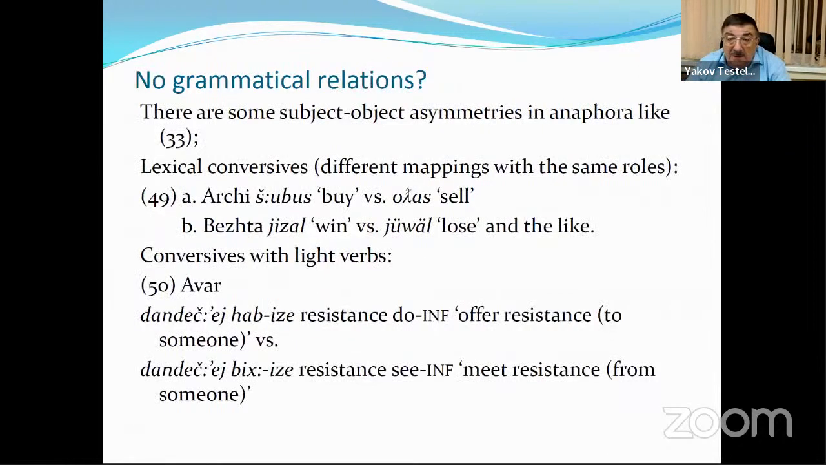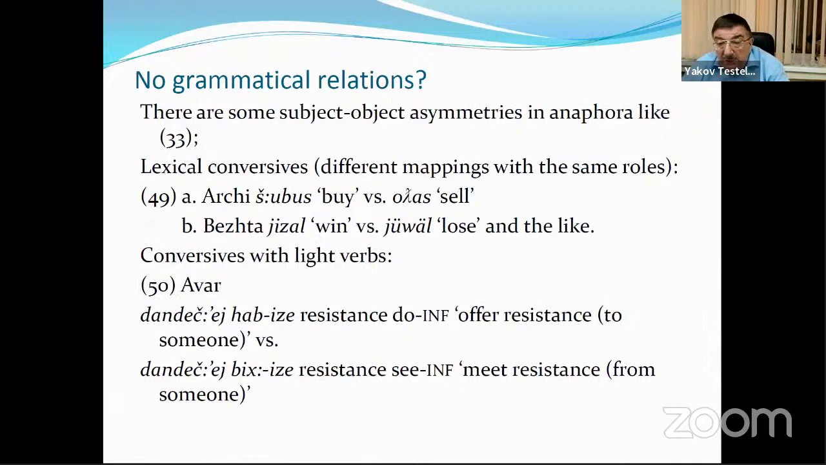This view is problematic because, first, Kibrick mentioned them himself, there are some subject-object asymmetries in anaphora like 33, and not only in anaphora. Moreover, there are lexical conversives, different mappings with the same roles, which can hardly be accounted for if there is no level of grammatical relations. There are familiar pairs like buy and sell or win and lose in these languages, conversive pairs. Like 49A, Archi, and in Beshta, win, you will lose, and the like.